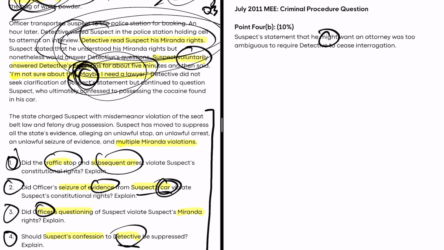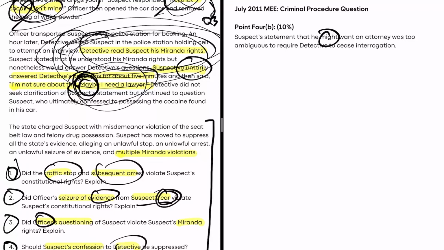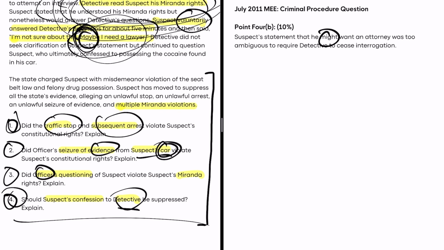He can keep interrogating. So there's no Miranda violation there, which would mean because he had already read the suspect his Miranda rights and gotten the voluntary waiver, and then the suspect says, maybe I need, the suspect never invokes any of his Fifth Amendment rights, so the police officer can continue questioning. This is how we get to the conclusion that there was no Miranda violation. So question number 4, should the suspect's confession to the detective be suppressed? Not under Miranda v. Arizona is the answer to question number 4, which was everything, I believe.